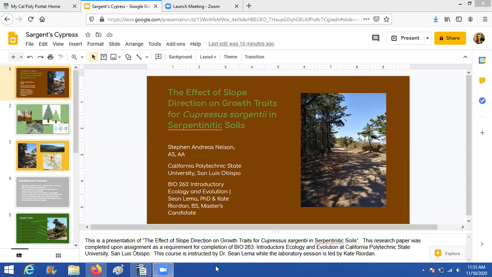All right, this is a presentation of the effect of slope direction on growth traits for Cupressus sargentii in serpentinitic soils. This research paper was completed upon assignment as a requirement for the completion of Bio 263, Introductory Ecology and Evolution at California Polytechnic State University, San Luis Obispo. This course is instructed by Dr. Sean Lima.